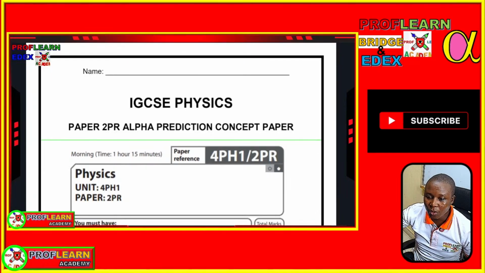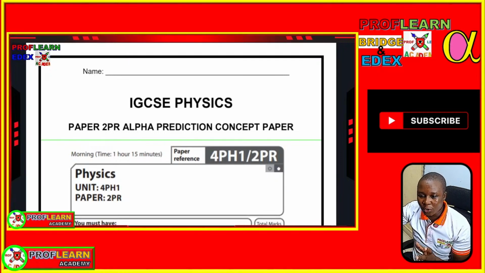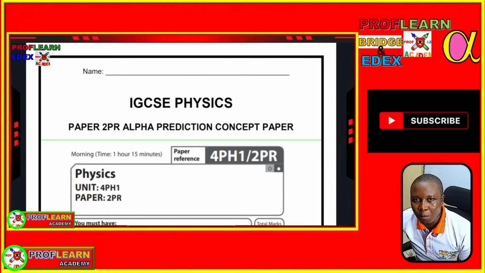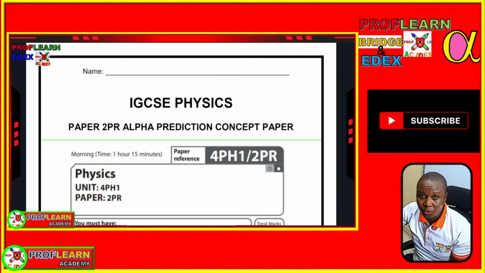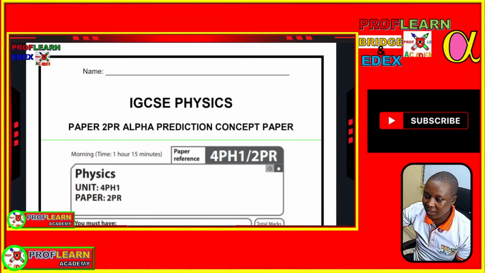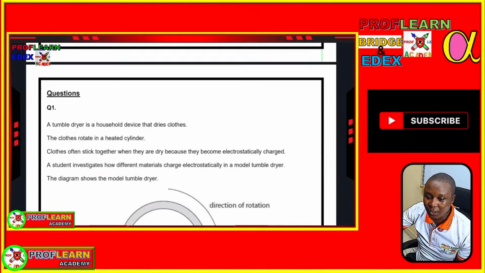So this is a prediction of 2PR, and if you are taking 2P, that is Paper 2 Physics. Of course, if you have done Paper 1, you will have to do Paper 2 Physics, and this paper is usually out of 70 marks, but I've just pulled together different questions that can enable you to prepare different concepts. Let's dive in so that we can see exactly what you are expected to do.